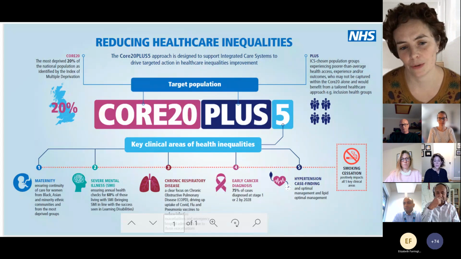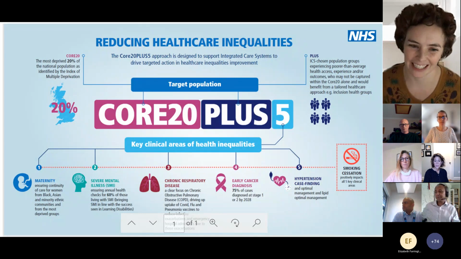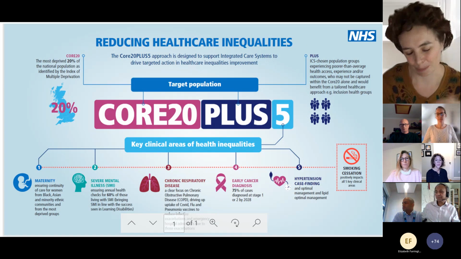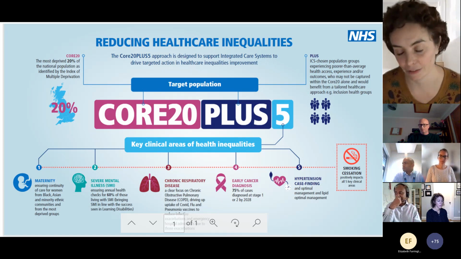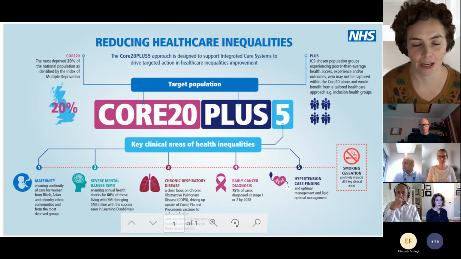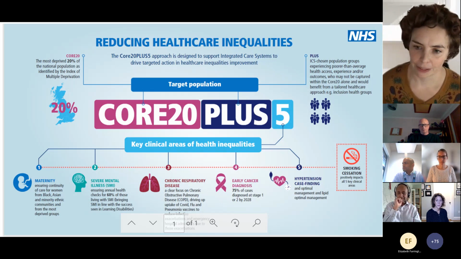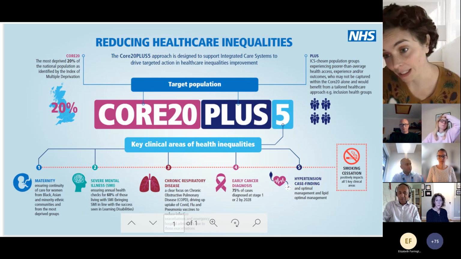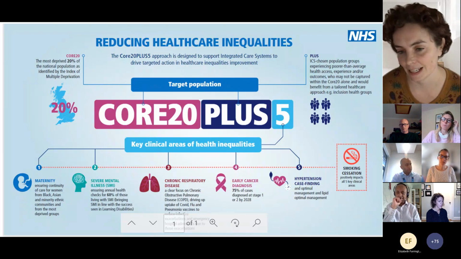And the other thing I would like to mention about this is it's the Core 20 defined at the national level. So obviously within each ICS, the percentage of the Core 20 population is variable, and some areas will have many more. So it's not defined at an ICS level. And the plus group is, in the opposite way, locally defined at an ICS level.